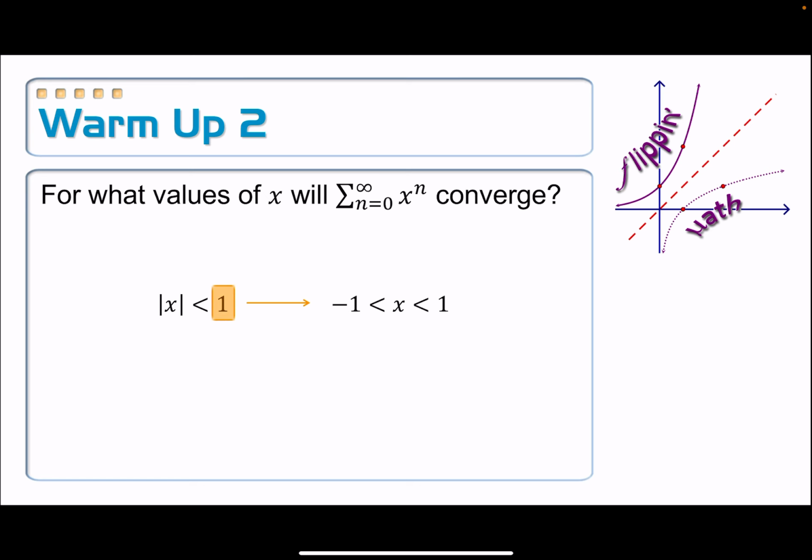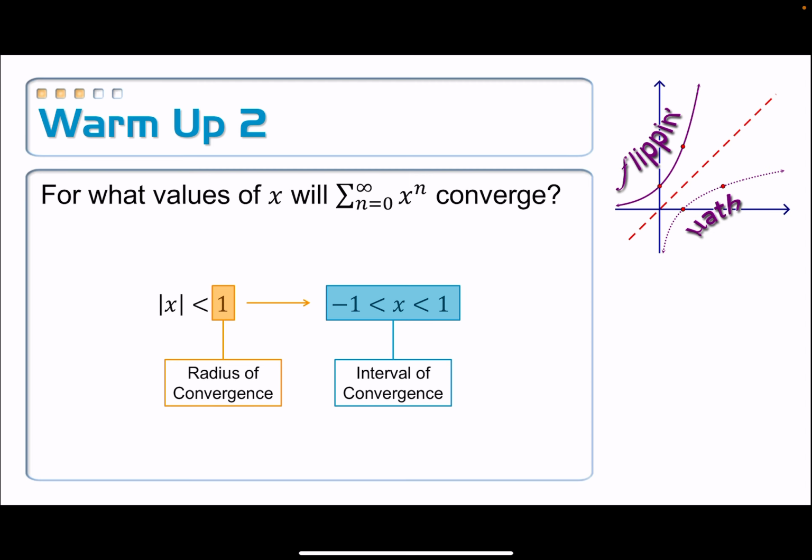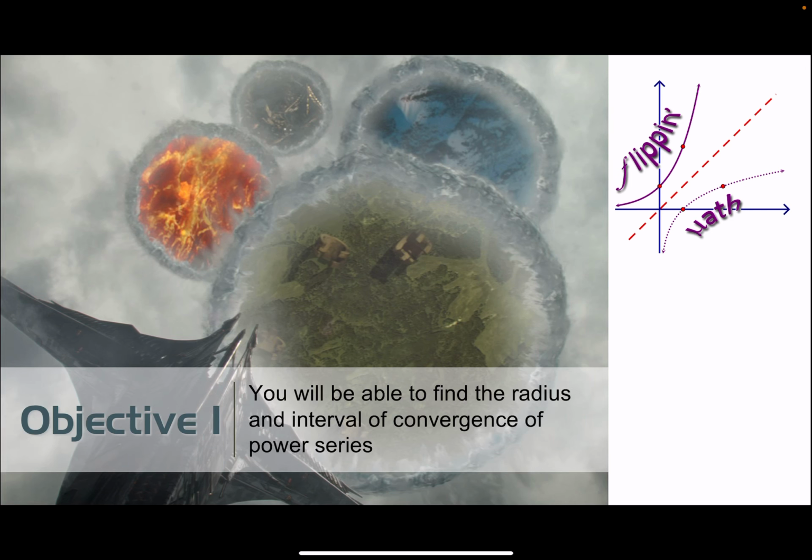Okay, so this number 1 right here, that's the radius of convergence. And the domain that we just figured out here, its special name is the interval of convergence. These are the two things that we want to figure out for a given power series, and that's our objective. You're going to be able to find the radius and the interval of convergence of a power series. Maybe you recognize this screenshot from some sort of movie, I don't know, something about a convergence. Okay, so in the next video, we'll formally define what a power series is and then start talking about how we find its domain, called the interval of convergence.